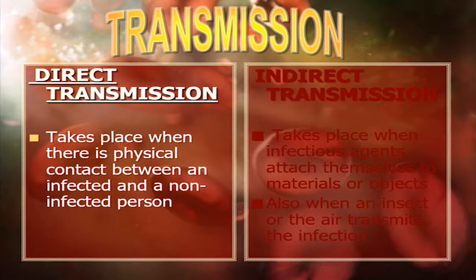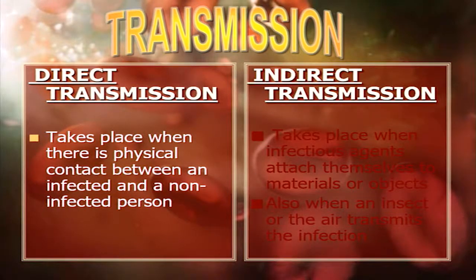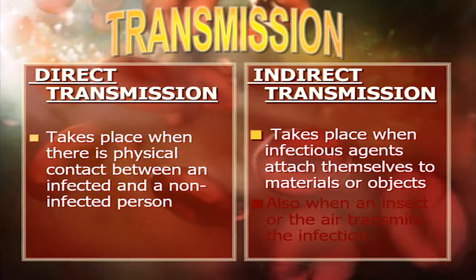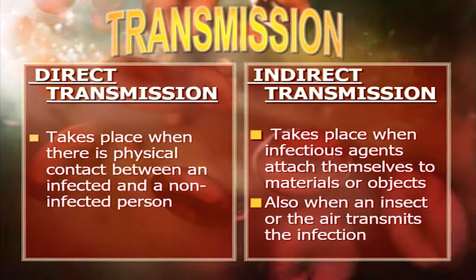Different types of transmission. First is direct transmission. This takes place when there's actual physical contact between an infected and a non-infected person. Then you have less common, the indirect transmission. This takes place when an infectious agent attaches itself to materials or objects, or when an insect or air transmits the infection. So someone doesn't wash their hands after going to the bathroom, they grab that door handle, you come by and you grab that same door handle even after washing your hands. Guess what? You could be contaminated by indirect transmission.